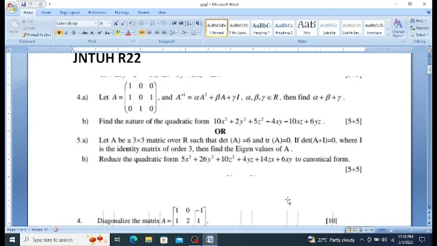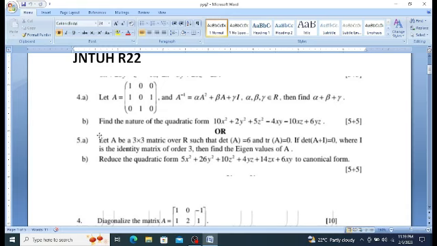After converting the quadratic form to canonical form, find the nature of that quadratic form. To find the nature of the quadratic form, we have positive definite, semi definite. So from that you need to check and write the nature of the quadratic form.